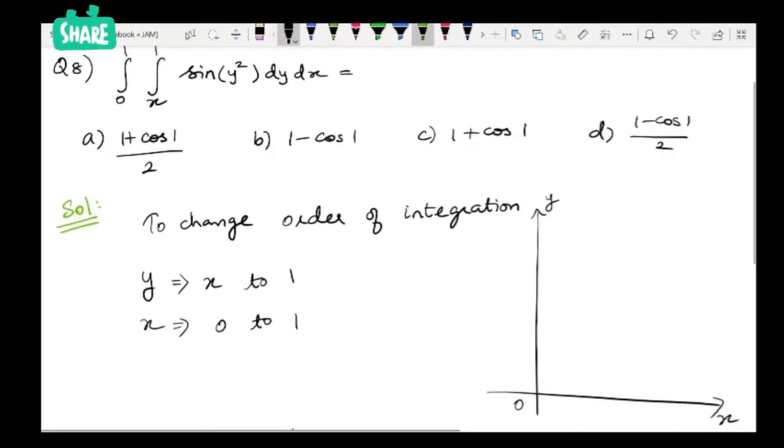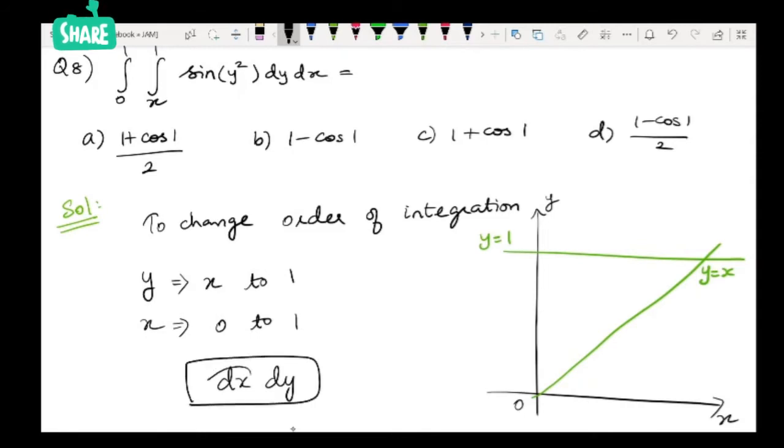y equal to x will be a straight line, and y equal to 1 will be a horizontal line at 1, and the next one, x equal to 0, which is the y axis, and x equal to 1, we already know. Now to change the order of integration, which means you need dx first, so you need to go in the x direction first.